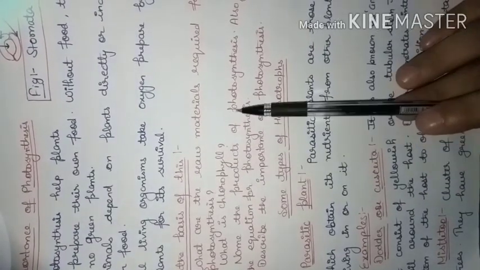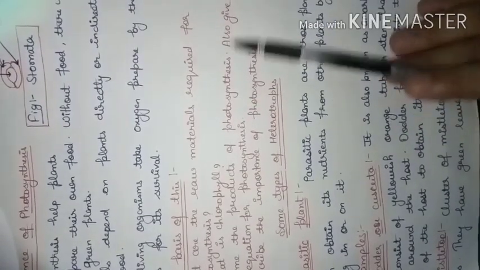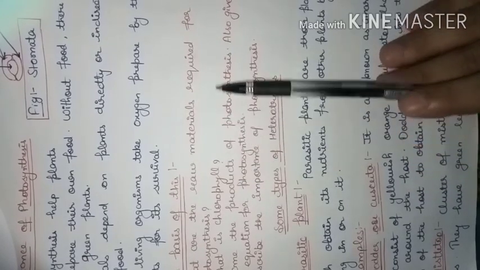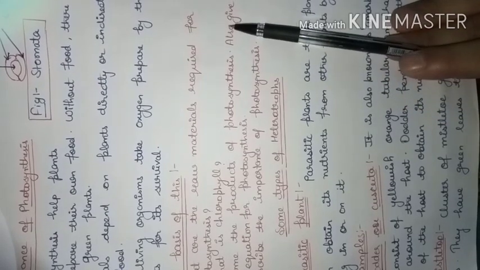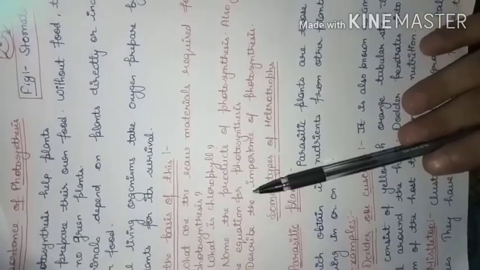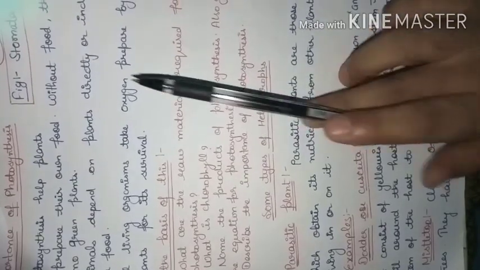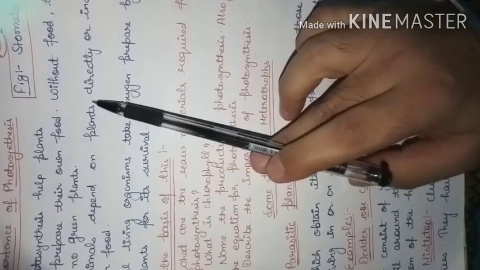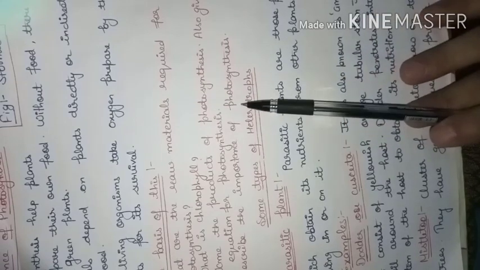The products of photosynthesis are glucose and oxygen, and the equation is carbon dioxide plus water, arrow, with chlorophyll and sunlight above it, and on this side the products are glucose and oxygen. So this is the equation of photosynthesis. Now the last question is, describe the importance of photosynthesis. The importance of photosynthesis is already mentioned here. So these three are the importance of photosynthesis. In this way you can answer all these questions.